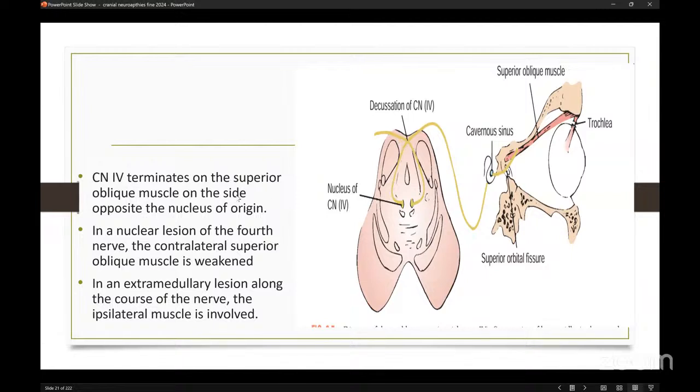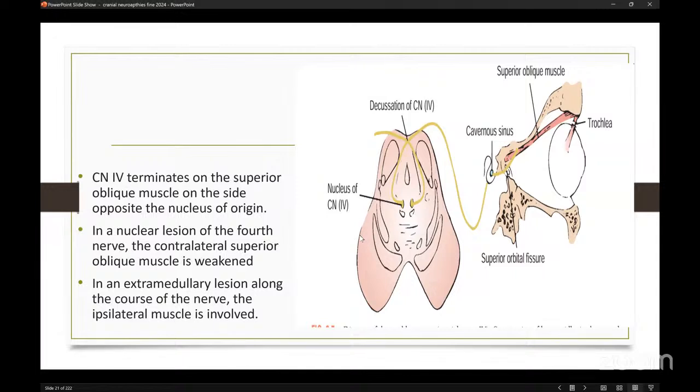So cranial nerve 4 terminates on the superior oblique muscle on the side opposite to the nucleus of origin. In a nuclear lesion of the fourth nerve, the contralateral superior oblique muscle is weakened. Whereas if the nerve gets affected in any of the cisternal part, it will be ipsilateral fourth nerve, superior oblique involvement.